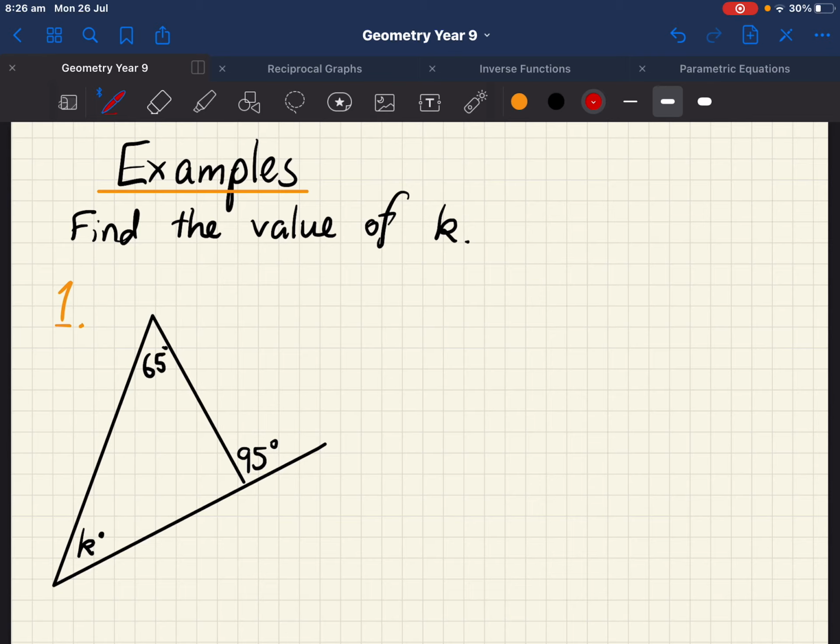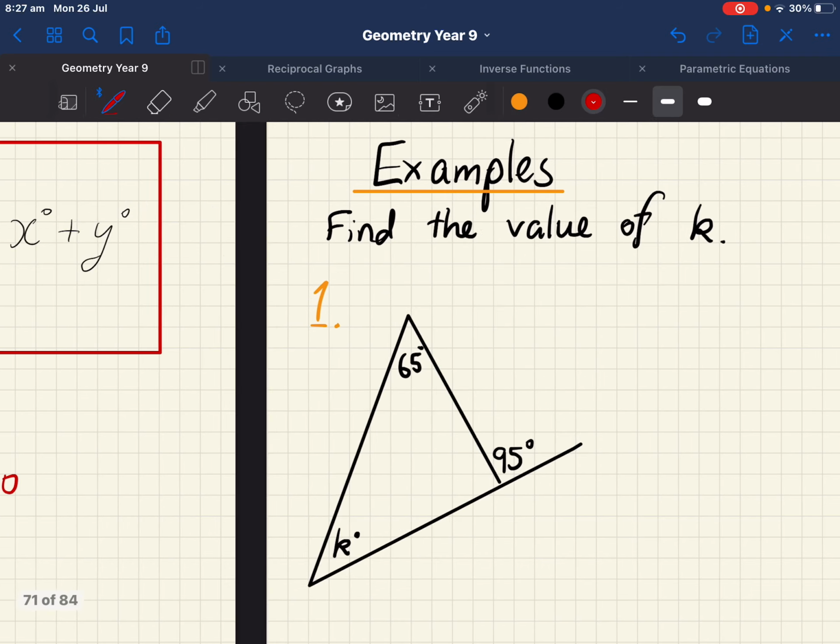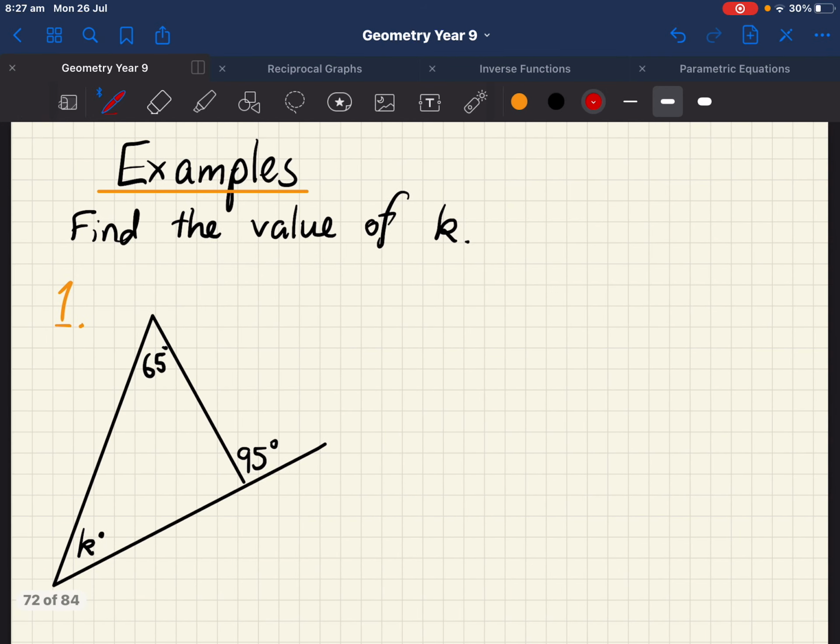Onto our first example, we're going to find the value of k. We're actually going to do that for all the examples. Every example is going to have this unknown angle k or maybe 2k or k plus 10, whatever it happens to be. Ultimately, our job is to find the value of k. All right, now we learned last lesson and we just wrote it down in our books that these two interior angles will add up and equal the exterior angle.